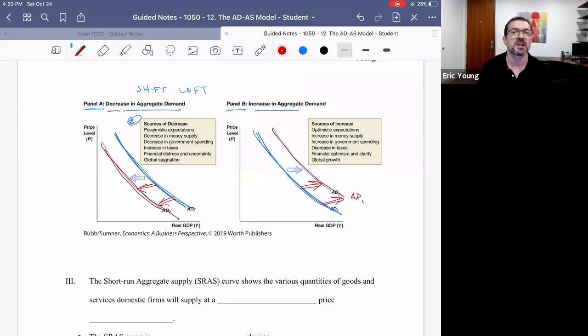So my friends, you understand what AD, aggregate demand, is. You know that it slopes downward. You know why it slopes downward, and you know that it can shift, and you now know why and how it can shift.